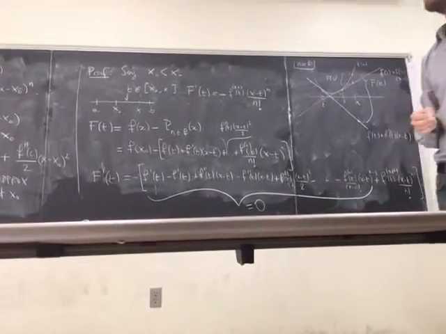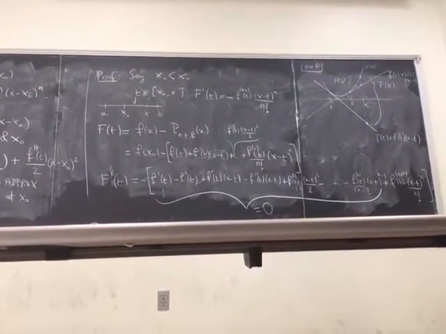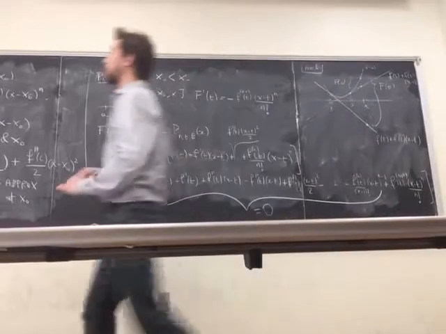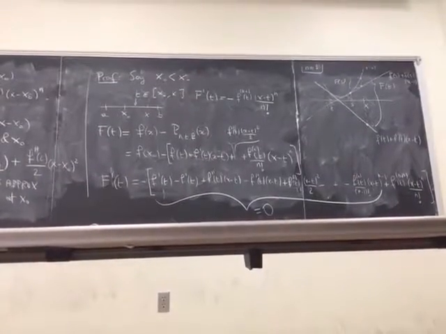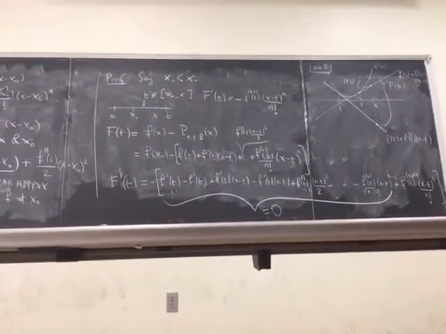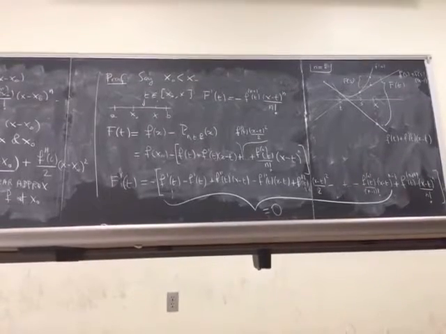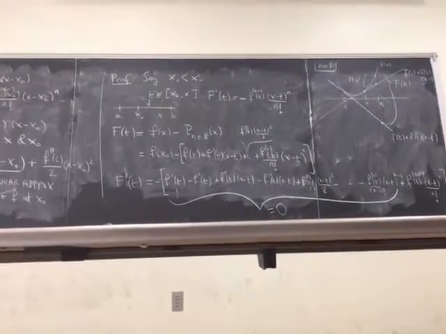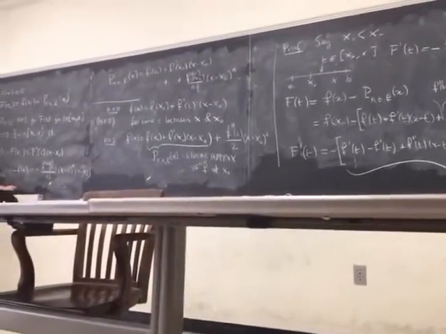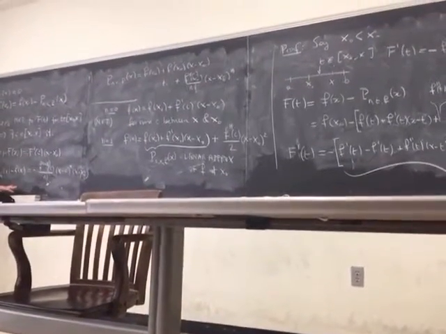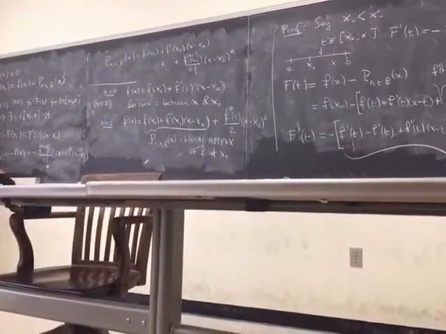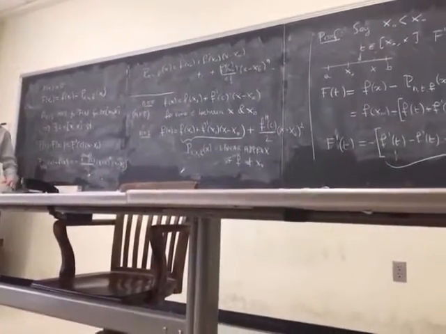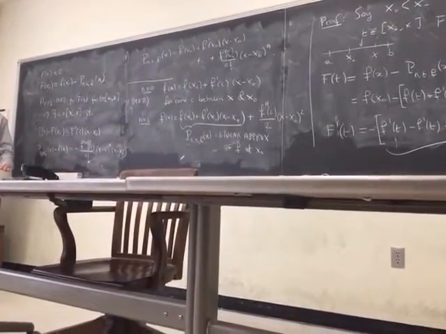Should it be f of x instead of f of x₀? Sorry? Yeah, you're totally right. Here it is f of x. Thank you. And I wrote it correctly over there. So that's just a typo. I'm not really proving the theorem yet, I'm doing the natural thing.